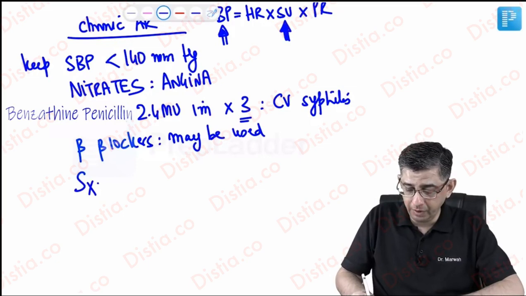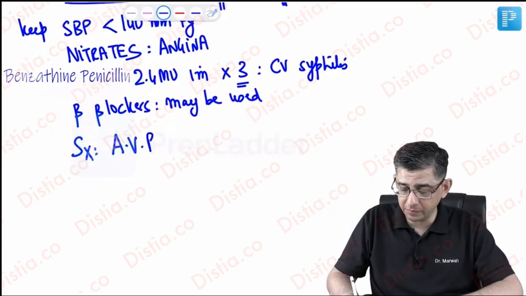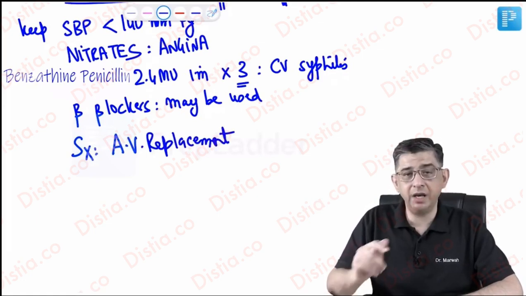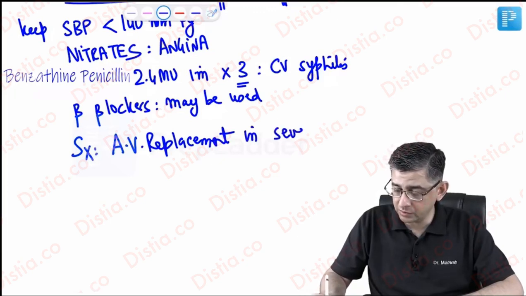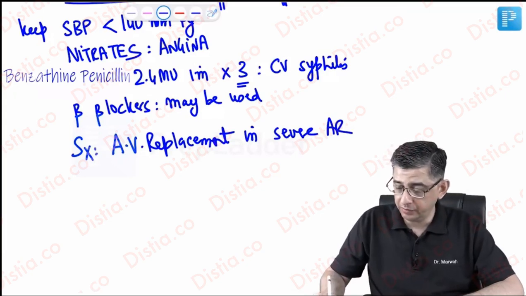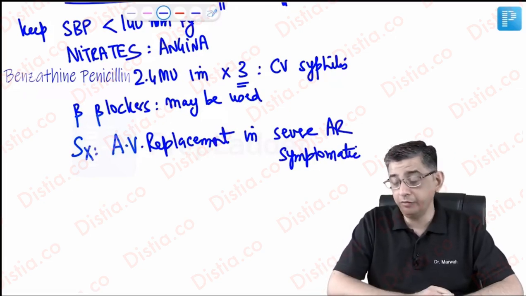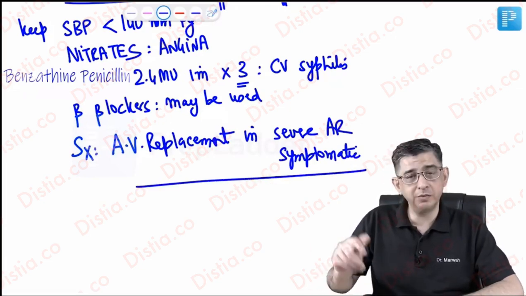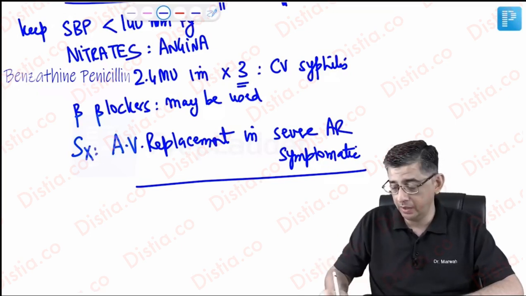And the main aspect would be that we will be going in for an aortic valve replacement. In MCQs, it will be written as AVR. Aortic valve replacement is indicated in all cases of the severe variety of aortic regurgitation if they are symptomatic. You see, I already explained to you that the latency period is fairly long. So if the person becomes symptomatic, we definitely have to go in for aortic valve replacement.